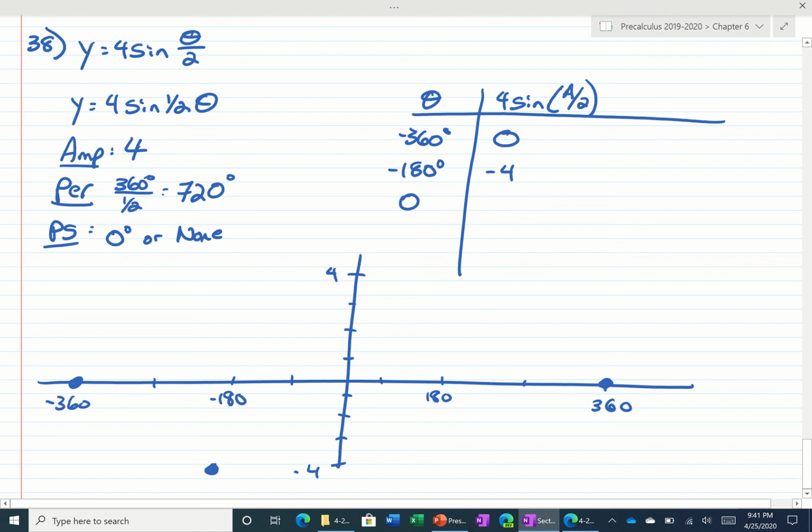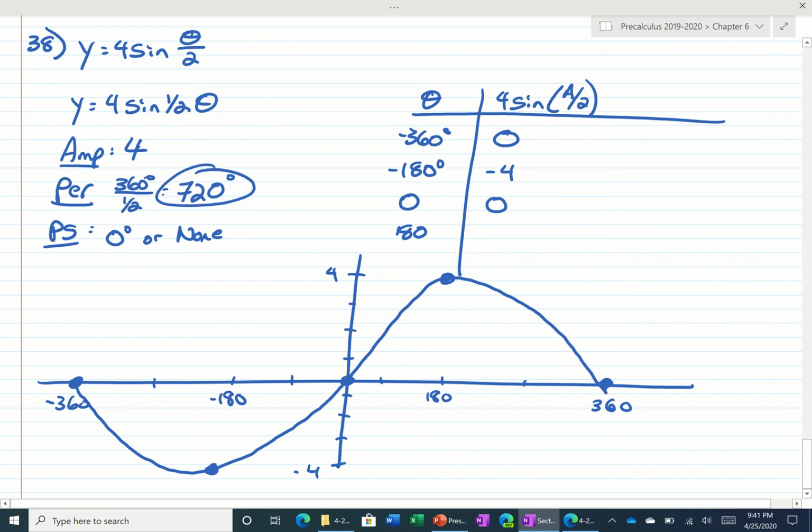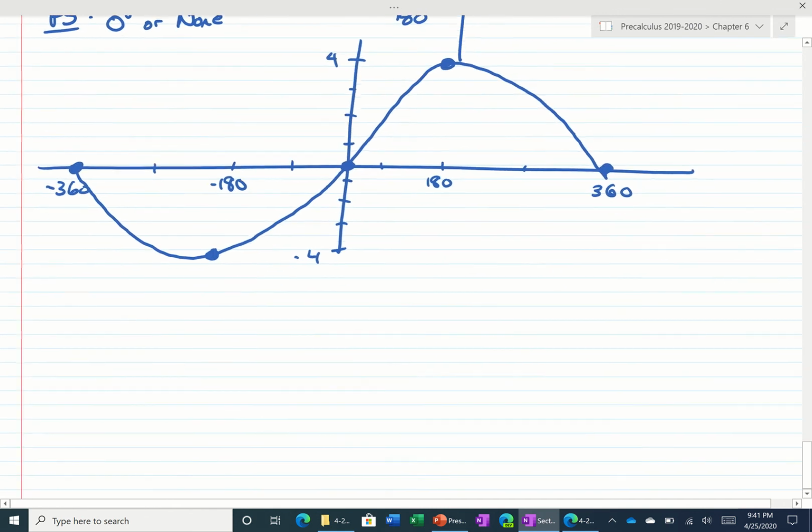How about at 0? What happens at 0? Just kind of picking points here. I get 0 at 0. Alright, store to 180. I'm getting 4. And it looks like we have a graph here. It just looks like it's a little bit stretched out. And that's what it should be. The period's 720, it's twice as long. Alright, we'll do one more.